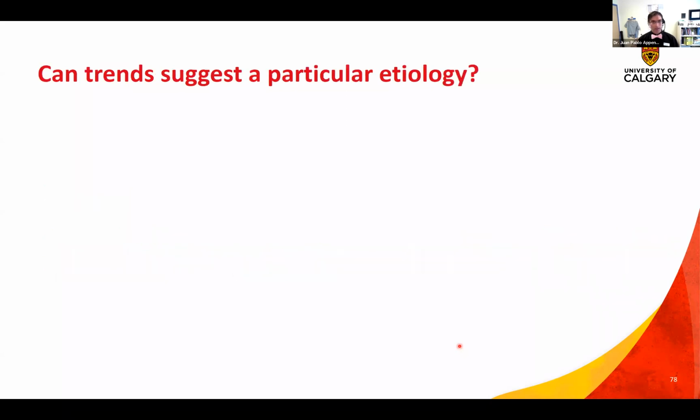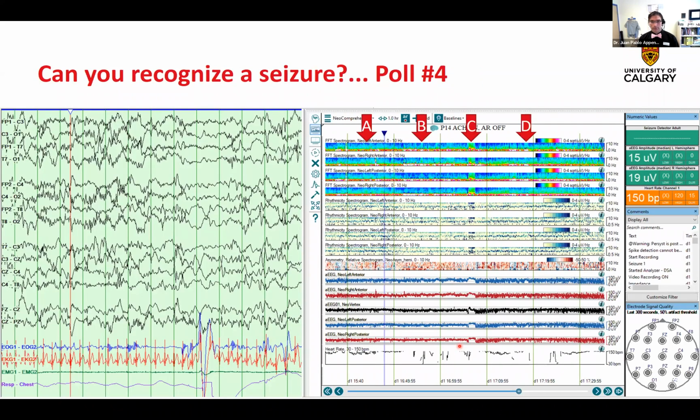And that's something very important that we all need to consider here, collaborating with our teams in order to improve our babies' care. Now, one last topic before we end. Can trends suggest a particular etiology? Well, let's see. Poll number 4 and last.